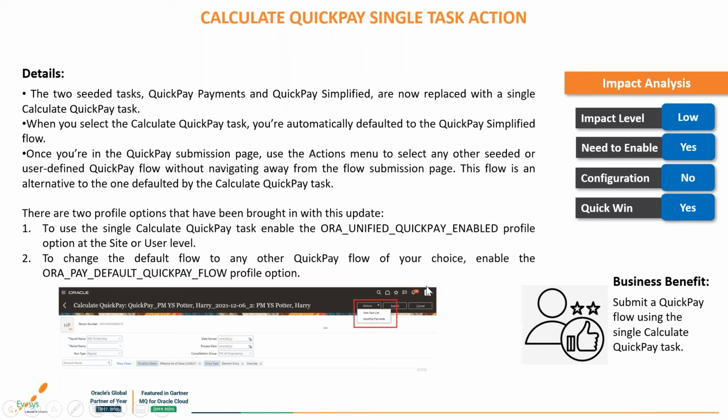Now, there are two changes required to opt in for this feature. The first one is if you would like to replace the two by the single QuickPay, we'll need to enable the Unified QuickPay Enabled profile option. And secondly, to decide which one of them should be our default QuickPay, we need to enter the particular value in the Pay Default QuickPay Flow.